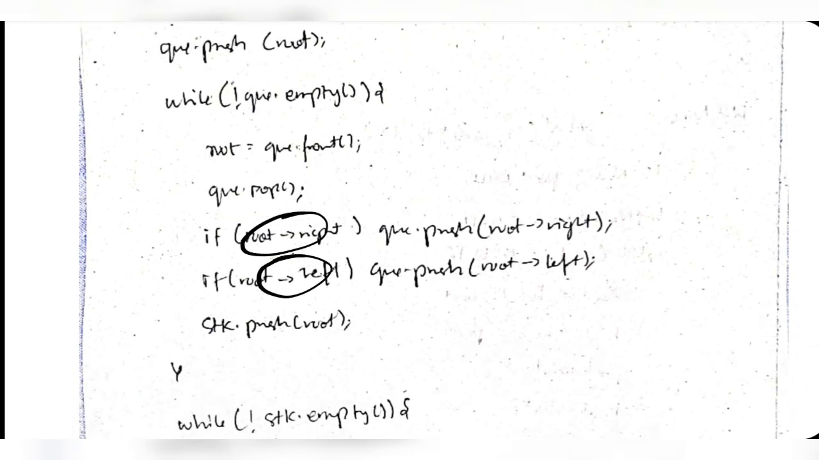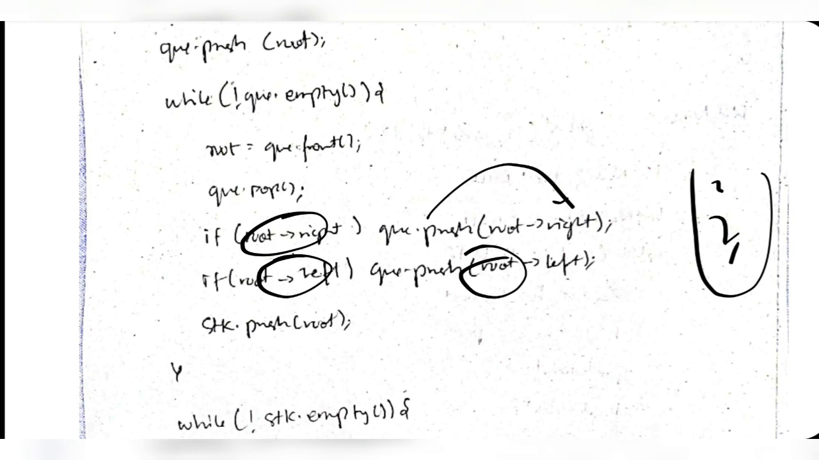So until the queue becomes empty, we have all the elements in reverse order in the stack, and after it's not empty, we'll be outputting the root dot value. Okay.